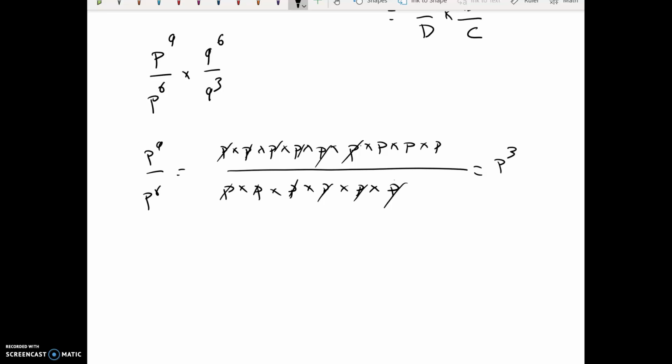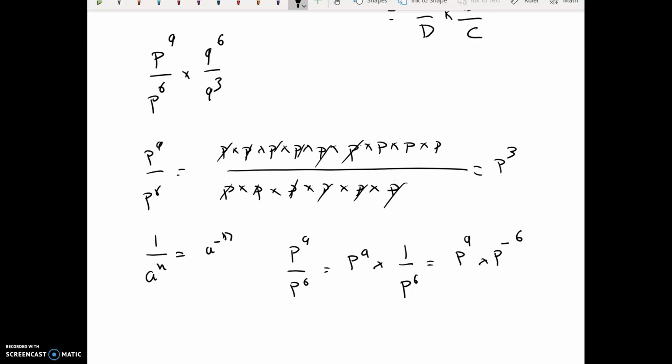But if you have to use your rule of exponent, like they suggest, you need to remember, again, I would like to rewrite that, 1 over a to the n equals a to the negative n. So therefore, p to the 9 over p to the 6 is p to the 9 multiplied by 1 over p to the 6, which is basically p to the 9 multiplied by p to the negative 6. And what did we say?